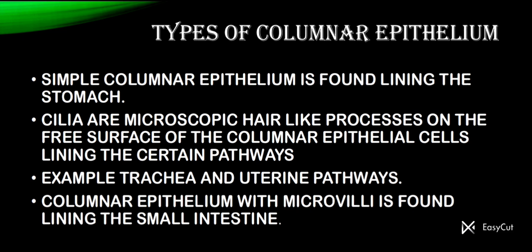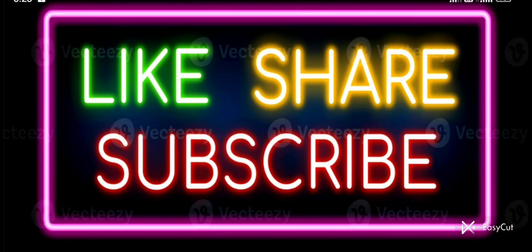Squamous epithelium, the cells will be flat. Cuboidal epithelium, the cells will be cube shaped. Columnar epithelium, the cells will be rectangular in shape. Again, the columnar epithelium is divided into 3 main types: simple columnar epithelium, ciliated columnar epithelium, columnar epithelium with microvilli. Later we'll see the stratified epithelium.